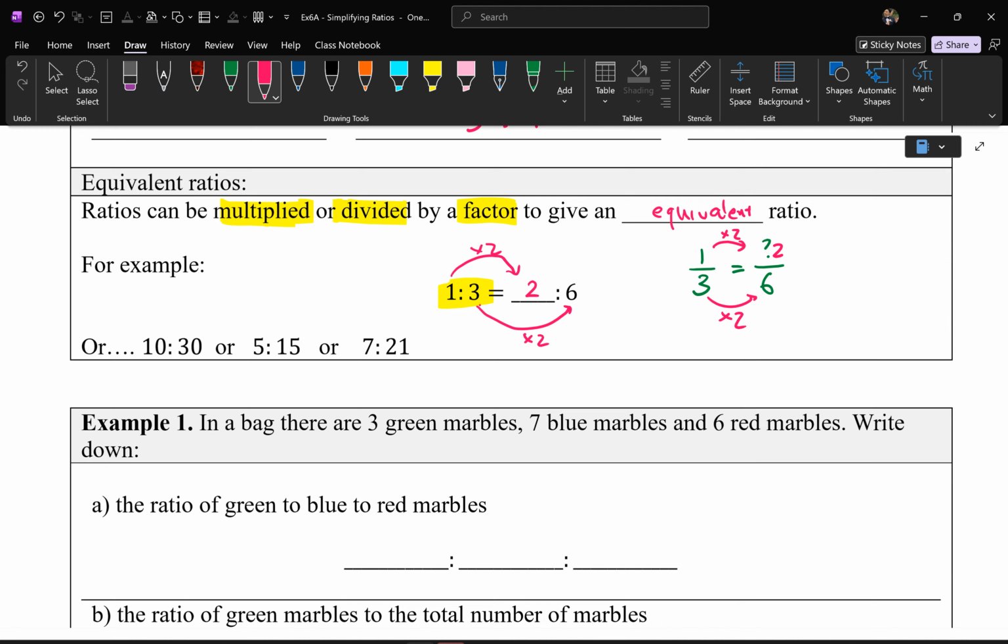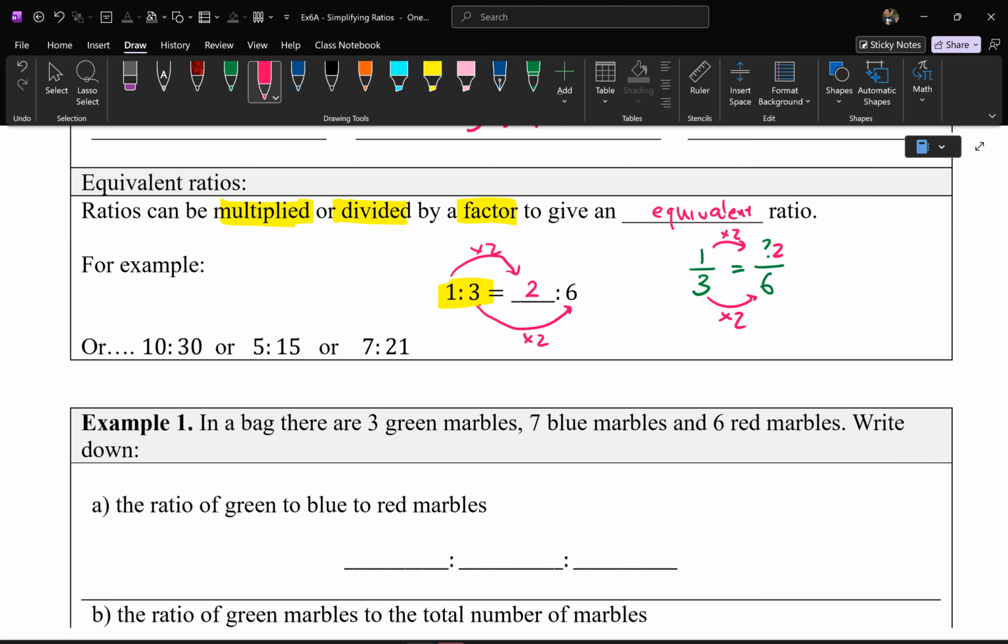What's important about ratios? The order does matter. Whatever's on the left must stay on the left, which means if you use 1 as a numerator, it always has to stay in the numerator. If 3 is in the denominator, therefore it has to be in the denominator of the other one as well. So the right has to stay with the right, the bottom has to stay with the bottom. Okay? So you've got 2 ways of looking at it. You can either look at it as ratios or you can look at it as fractions.